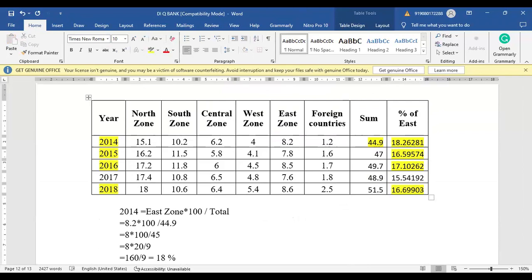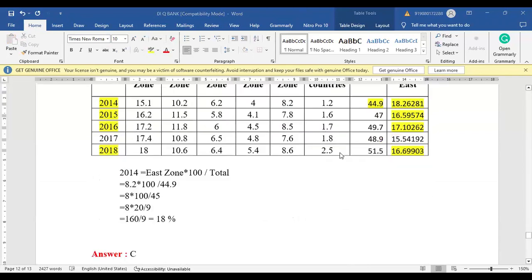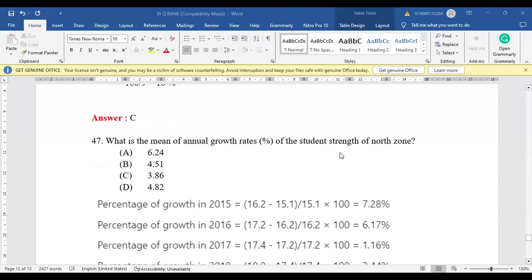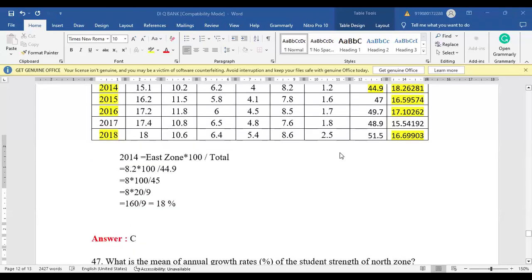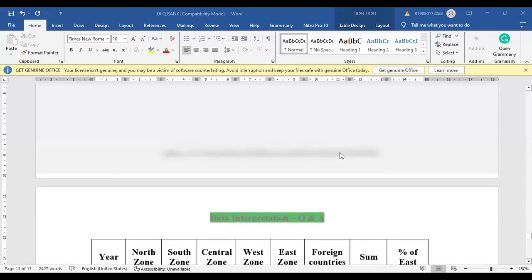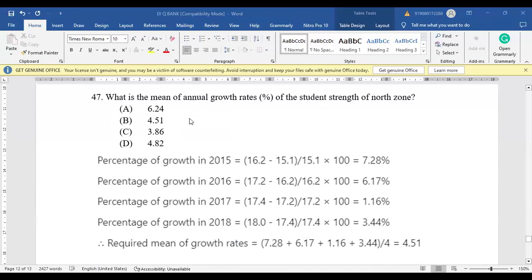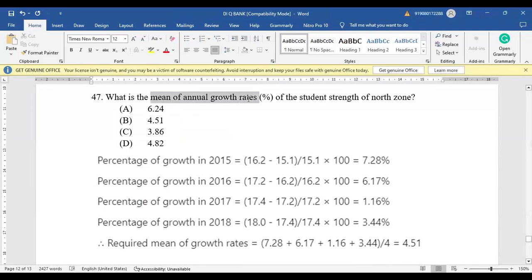Very good, 2014. That is what they are asking. Clear? Second one. The annual growth rate, that is average. Mean means average. Average of annual growth rate, percentage of student strength in the north zone.